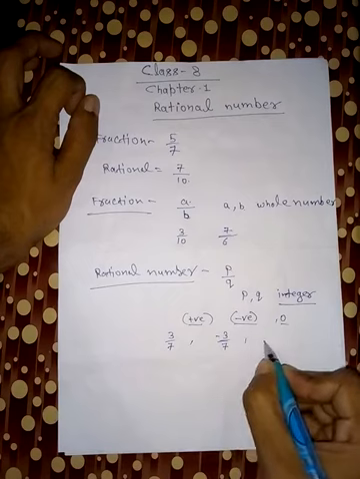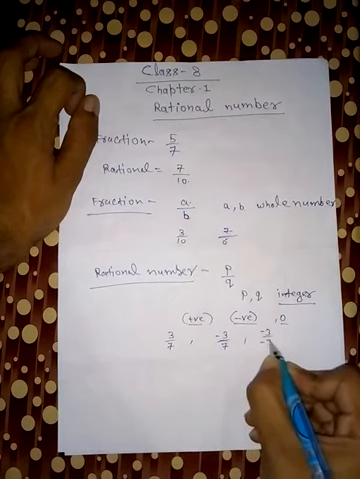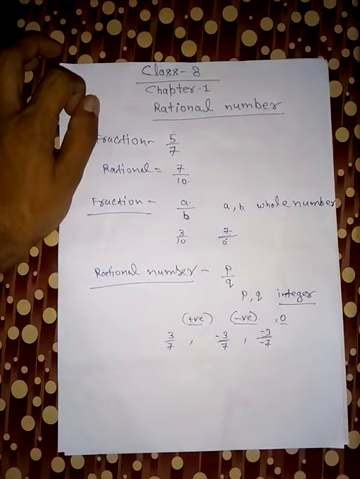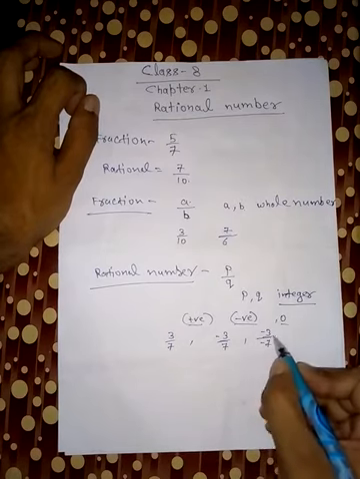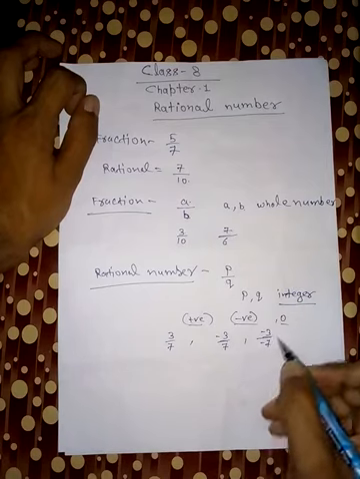Let's take some more examples. Minus 3 upon minus 7, is it a rational number or not? Yes, it is a rational number, because here minus 3 is an integer, minus 7 is an integer.